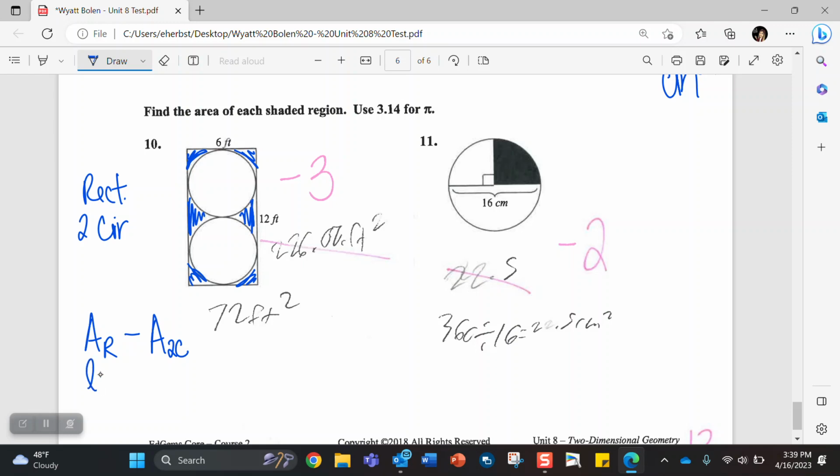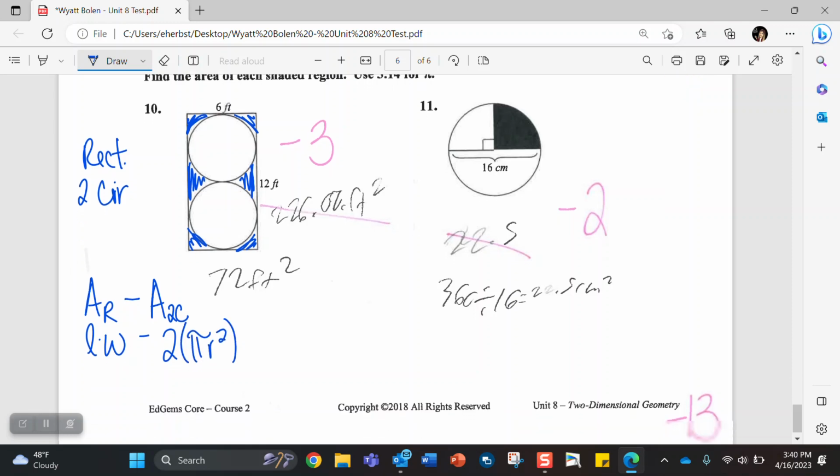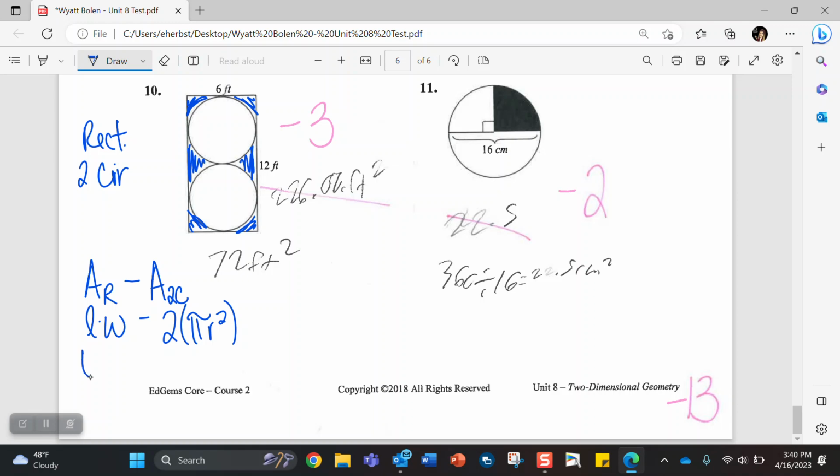So area of the rectangle again is length times width. I'm going to put the 2 out in front because I have 2 times pi r squared since there are 2 circles and they're the same size. Length times width here is going to be 6 times 12. And we're going to take 2 times 3.14 times the radius. Because this rectangle is 6 feet across, the circle is also 6 feet across, but if I just want the radius, that's going to be 3. So we're squaring 3.